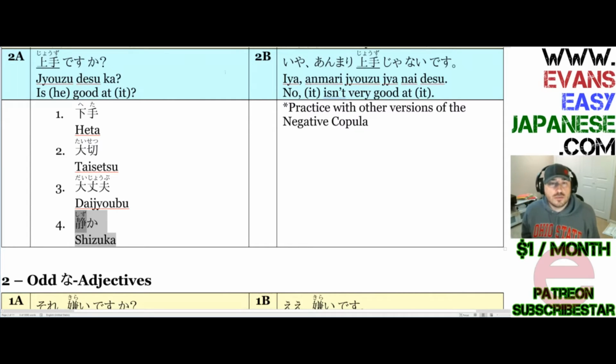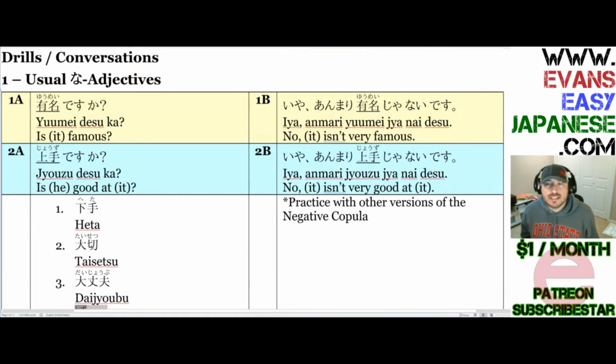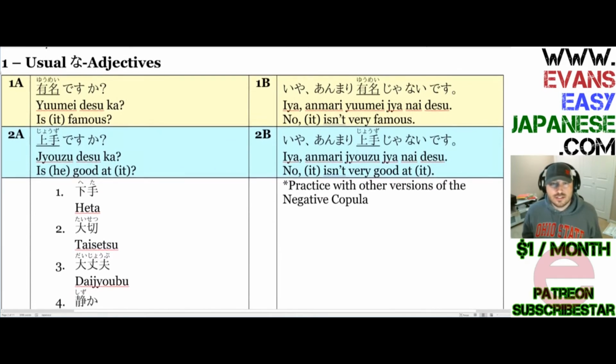Great. So we're going to do this again, but instead of janai desu, let's go with ja arimasen. We're going to practice with the other versions of the negative copula. Repeat after me. Ja arimasen. You might be tempted to add desu afterwards. Do not add desu, because the mas part of masen is doing the desu job.